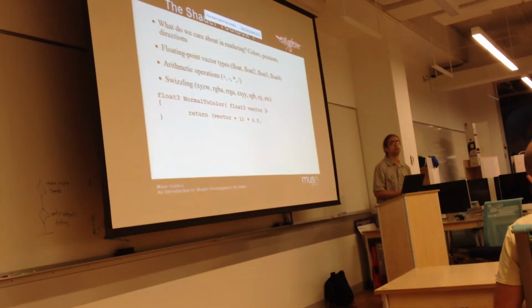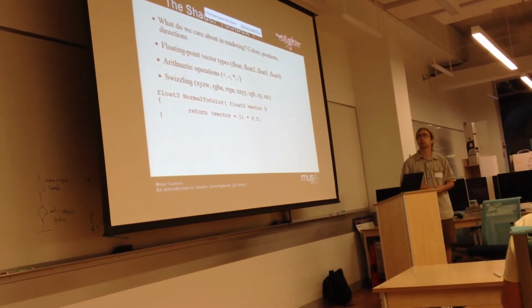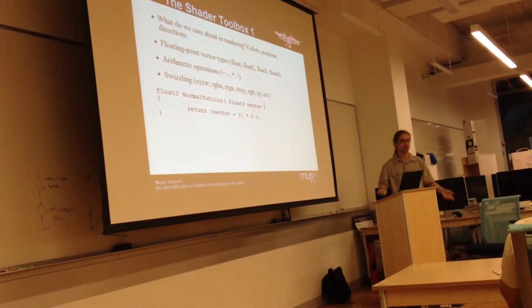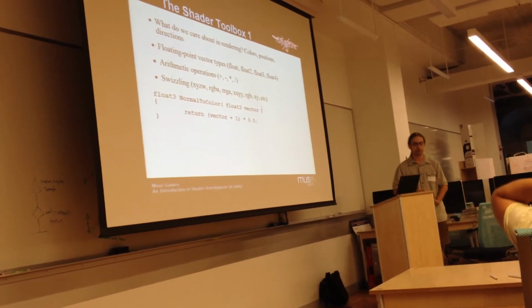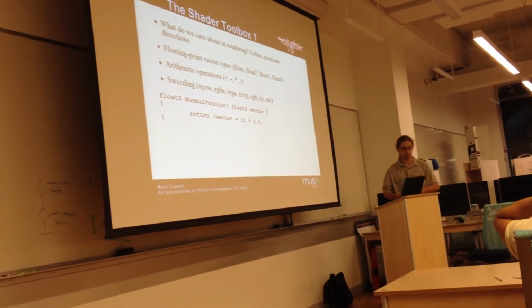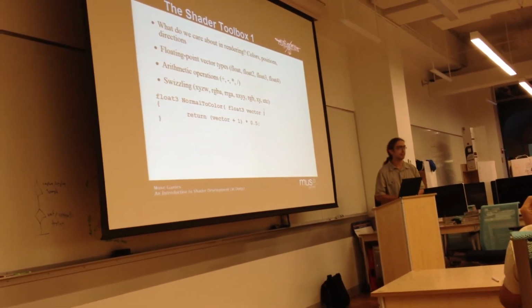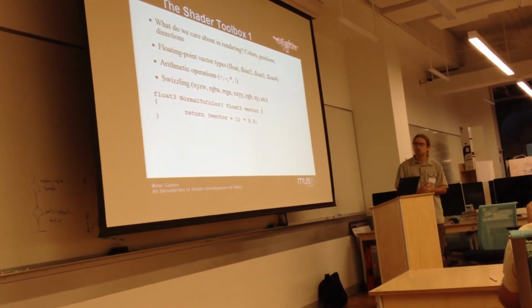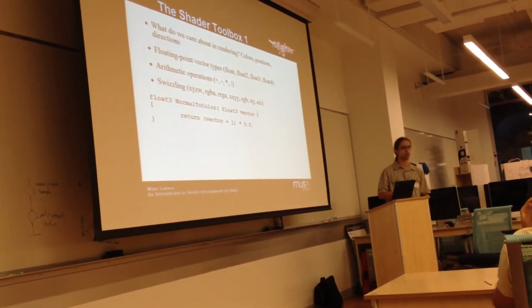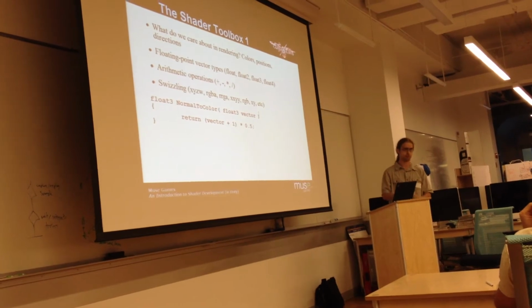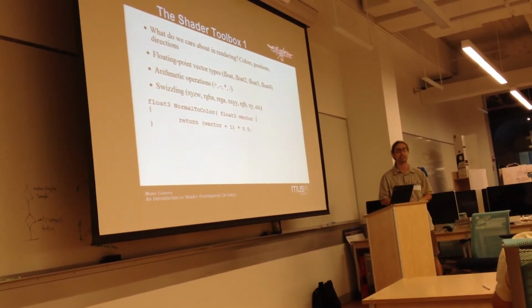All right, so when we're rendering, what do we care about? Colors, positions, probably some directions. All of these things are vectors, floating point vectors specifically. This is exactly what shaders support. This is about the only data type shaders support. Very recently, integer types have started being introduced to shaders. That's a new thing.